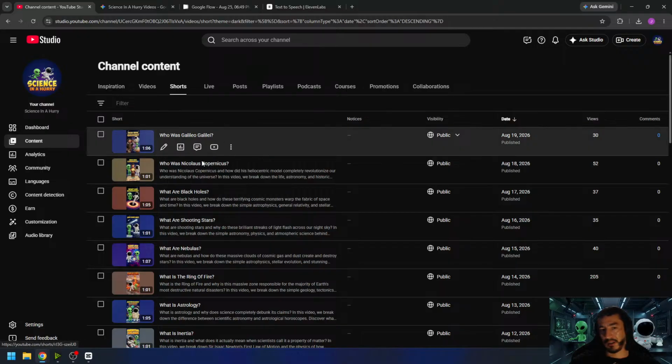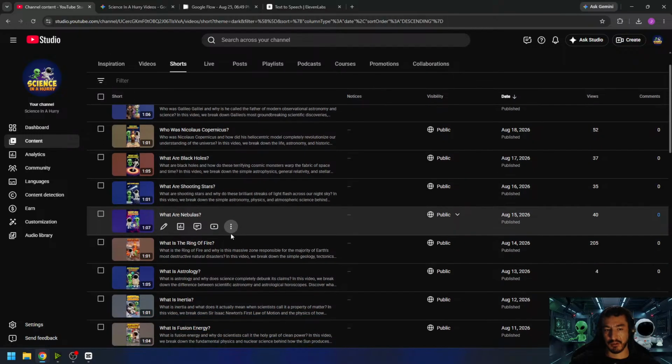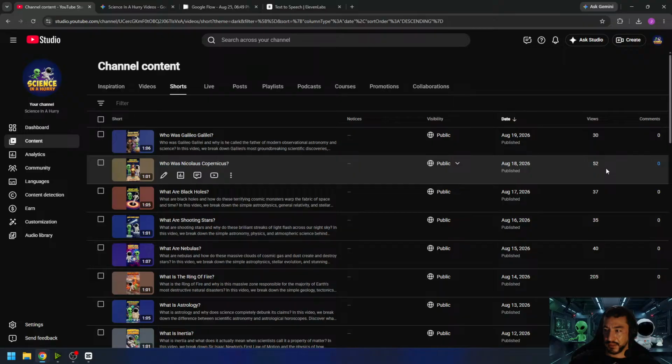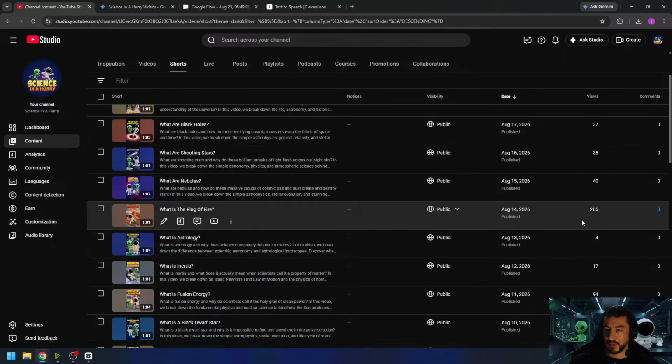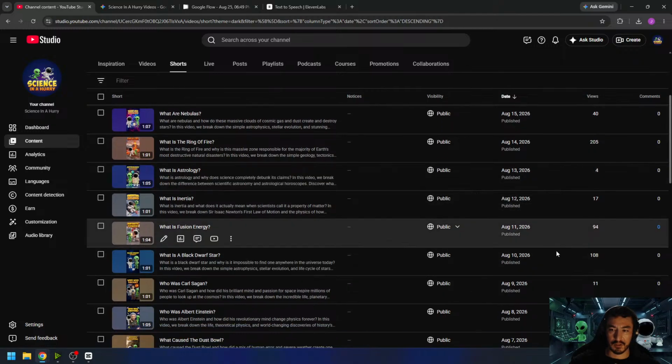Who was Galileo Galilei? What are shooting stars? What are black holes? What are nebulas? What is the Ring of Fire? And so forth and so forth. It's meant to keep this content relevant for essentially ever. And we could see, again, I don't have the biggest of numbers, but we could see how it has had some success in certain videos.